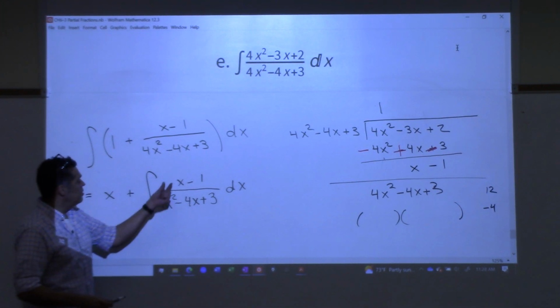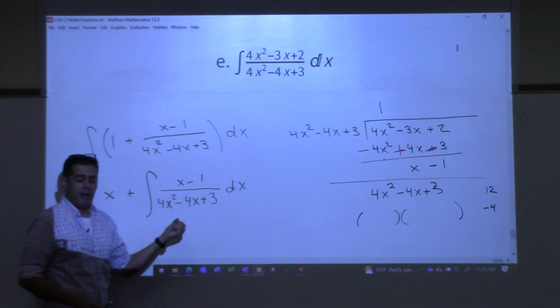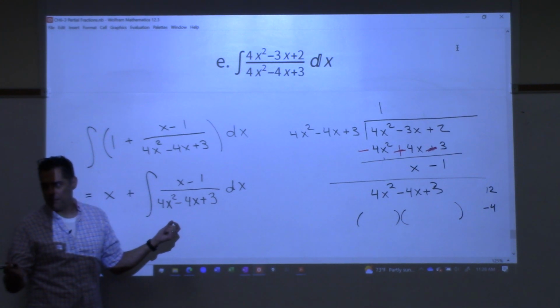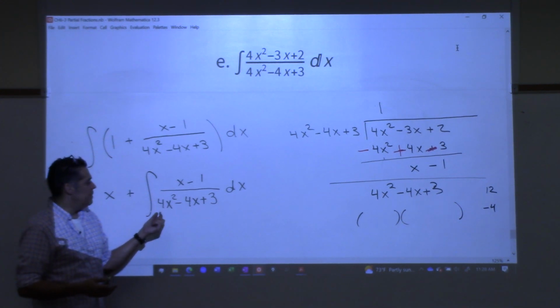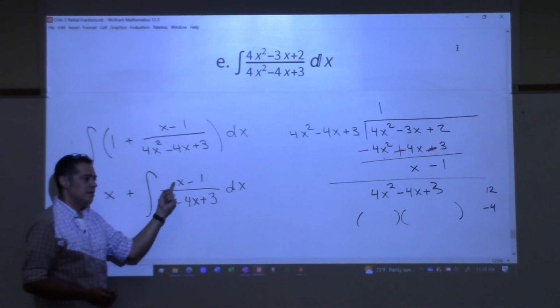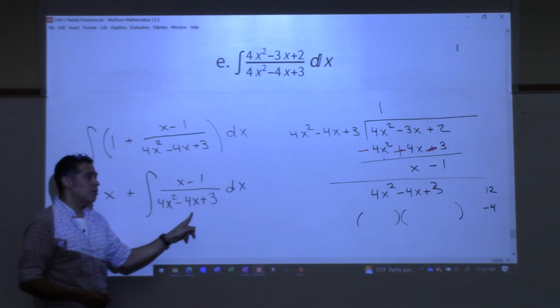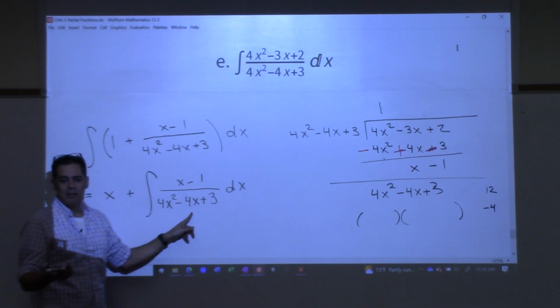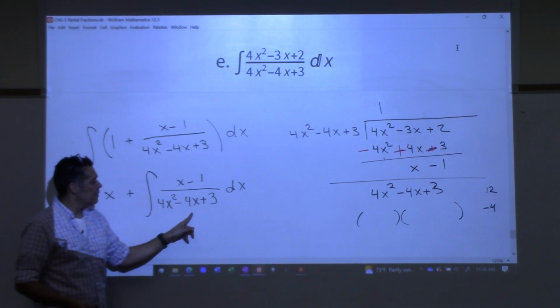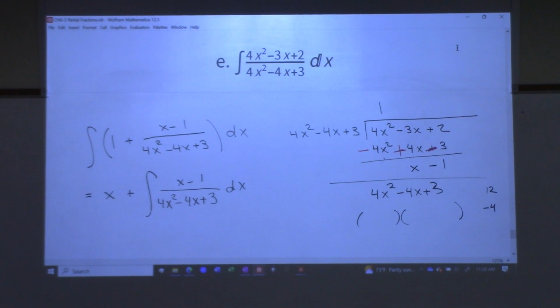So do you all want to do x over this, and 1 over this? You can, but it's not going to be a basic u sub, because the derivative of that is going to be a little more complicated. And 1 over an irreducible quadratic, we know how to do that, it was 2 classes ago. Is it a basic u sub? We're off by a constant, because the derivative of that is 4x minus 4. Factor out 4 and you get x minus 1.